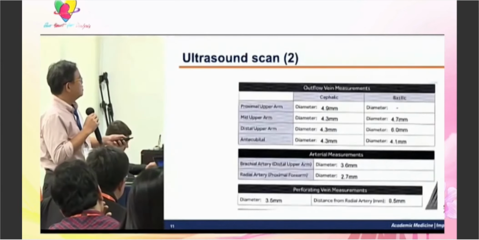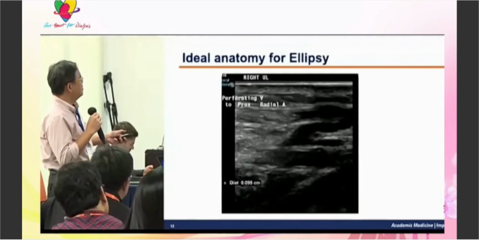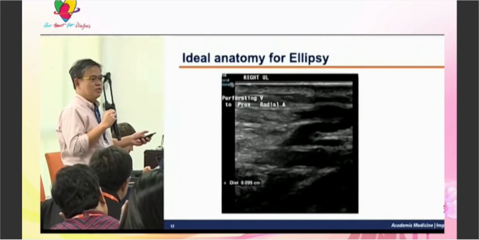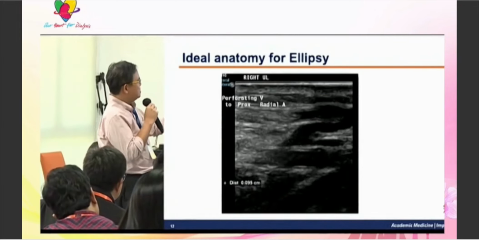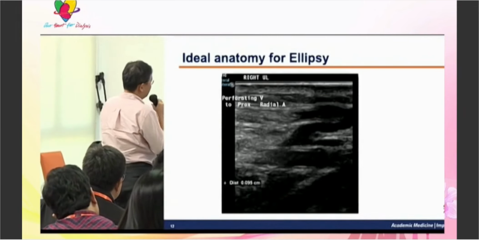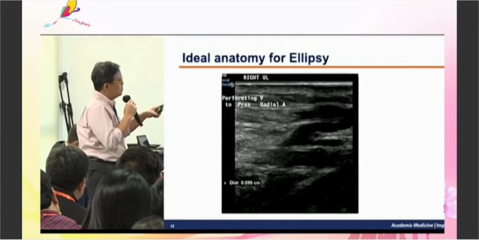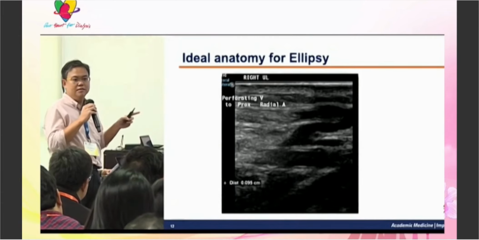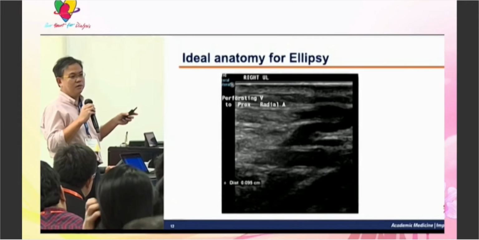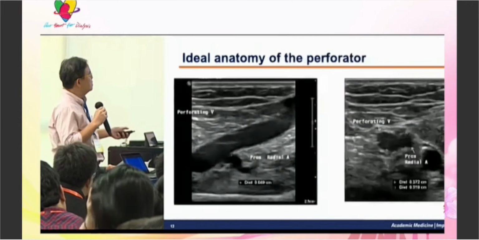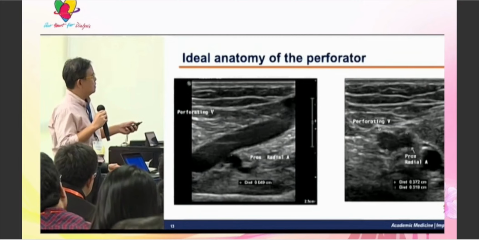Okay, so I think all jumbled up. So this is what we look for, a straight path to the radial artery. Okay, so you can see that in this patient here, the perforator actually leads all the way down to the radial artery. So meaning that if you walk the needle down the perforator, you will hit the radial artery right on the spot without making any turns. Okay, and these are actually favorable anatomy.